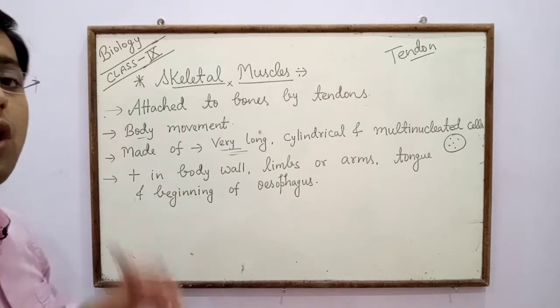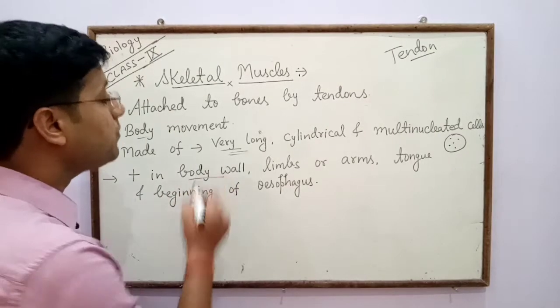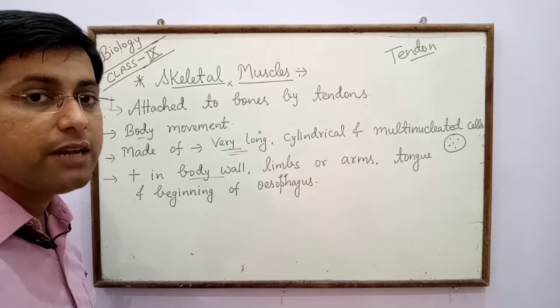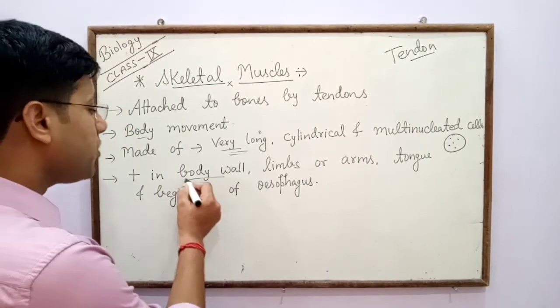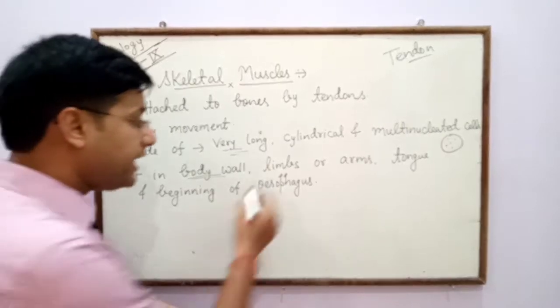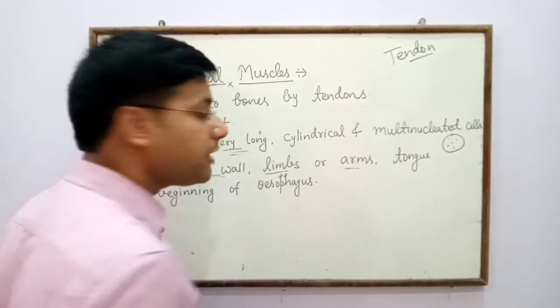and the occurrence is very important, means where skeletal muscle is found. So it is commonly found in body wall, and in case of limbs or arms.